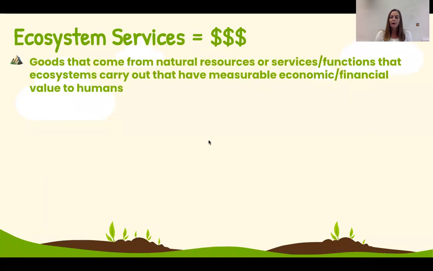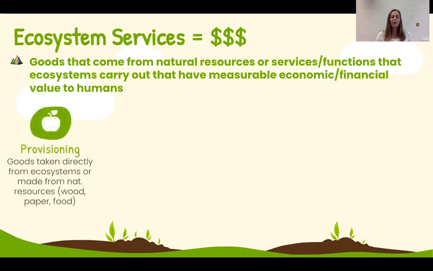So there are several different categories the ecosystem services can fall into. We could be talking about goods that come from natural resources, so that would be things like lumber or food from hunting, or it could be services or functions that ecosystems carry out that have a measurable financial value for us as humans. So we categorize ecosystem services into 4 broad categories, and there's some overlap between some of these, so don't get too stressed out about how to categorize them, but just in general know that we have 4.